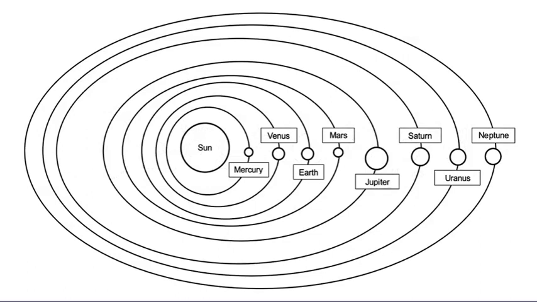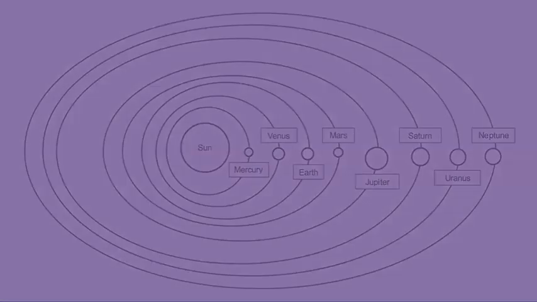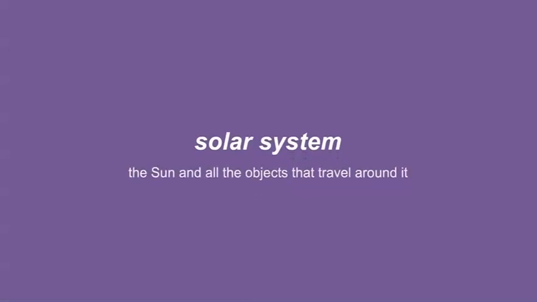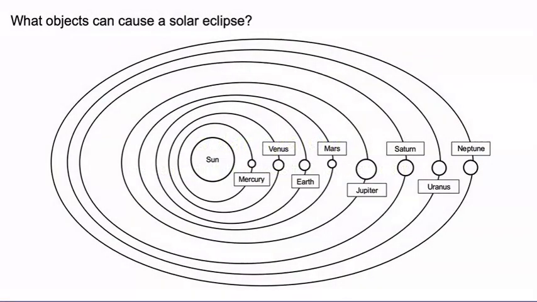This model represents some parts of the solar system. The solar system is the Sun and all the objects that travel around it. All the planets we observe today are part of our solar system. Remember, we are exploring the question, what objects can cause a solar eclipse? We are looking for an object that can pass between the Sun and Earth to block the Sun's light. Look at our solar system diagram. Do you think any of the planets can cause a solar eclipse? Do you notice that Venus and Mercury are between Earth and the Sun? I noticed that too. Do you think one of these planets can cause a solar eclipse?